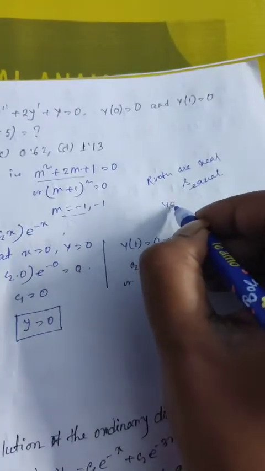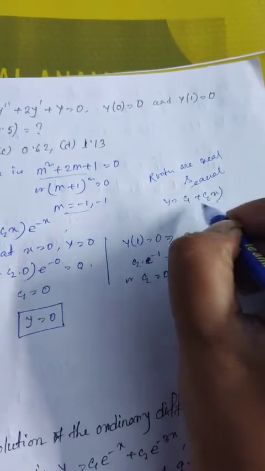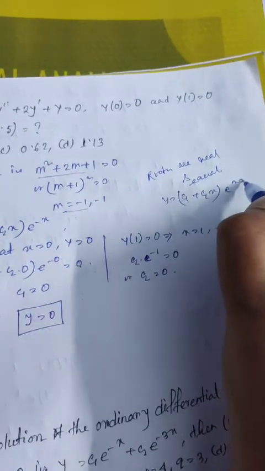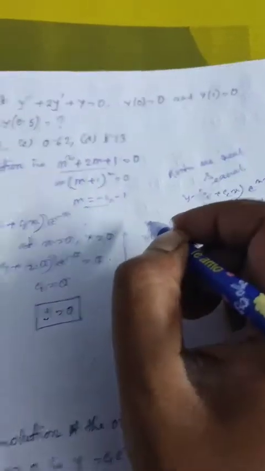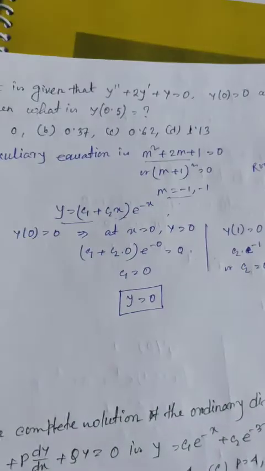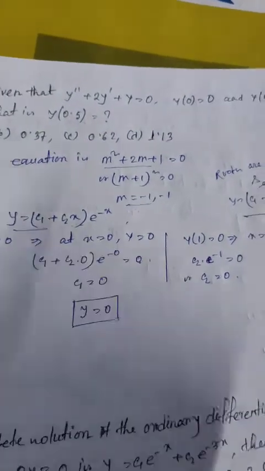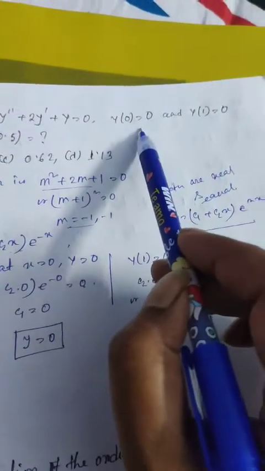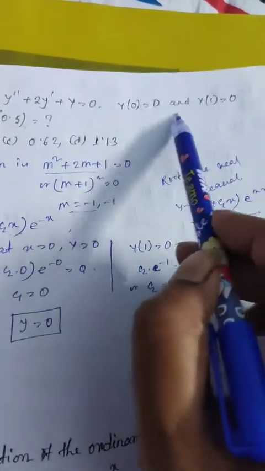That means the solution is of the form y is equal to (c1 plus c2x) into e to the power mx. And here m is equal to minus 1. So the solution is y is equal to (c1 plus c2x) into e to the power minus x. And now we have to find some points, some conditions are given here.